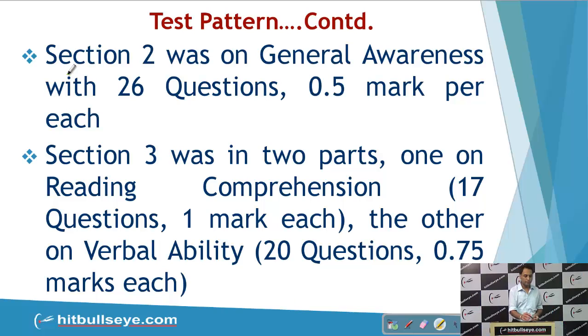Section 2, as I said a while back, this is the critical section for IFT. This is what differentiates it from so many other tests, including the CAT, the general awareness section. In 2014, this section had 26 questions with half mark per question. And one could see a skewness, a bias towards current affairs.